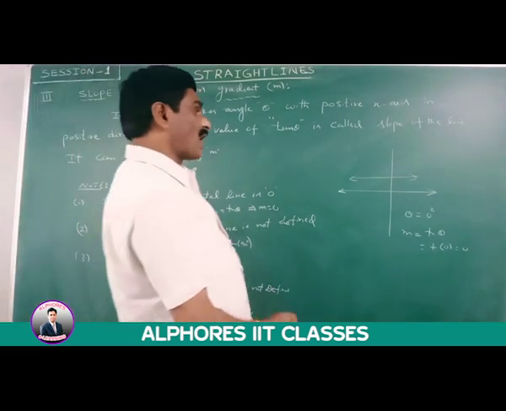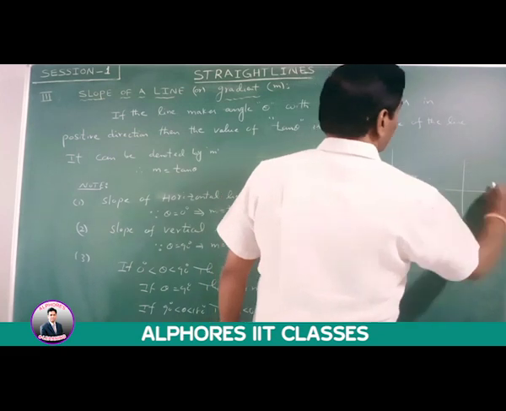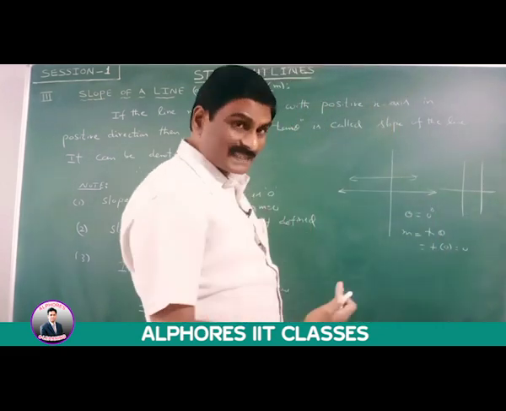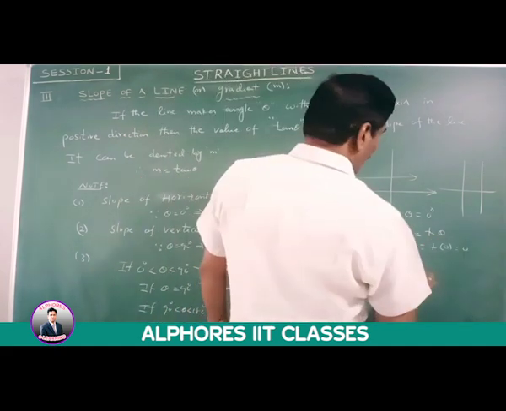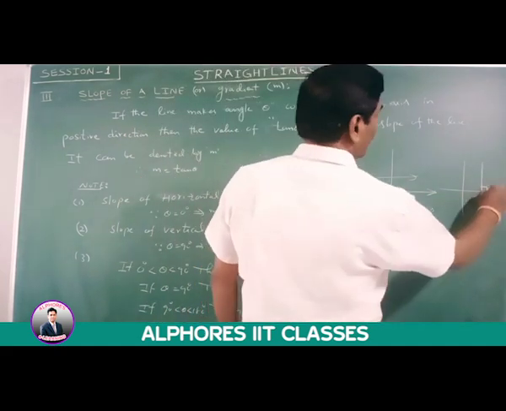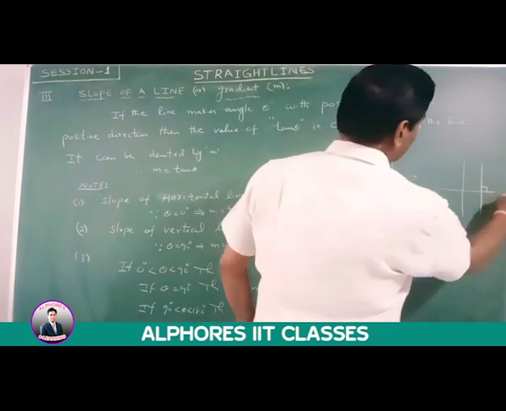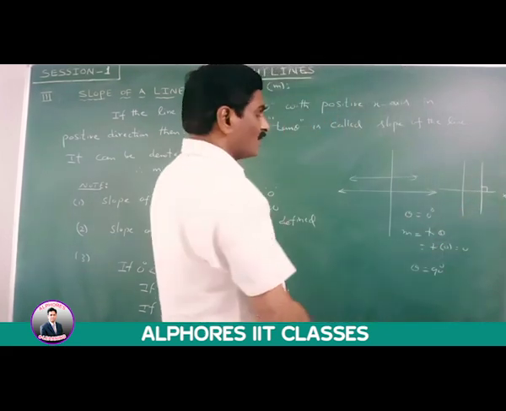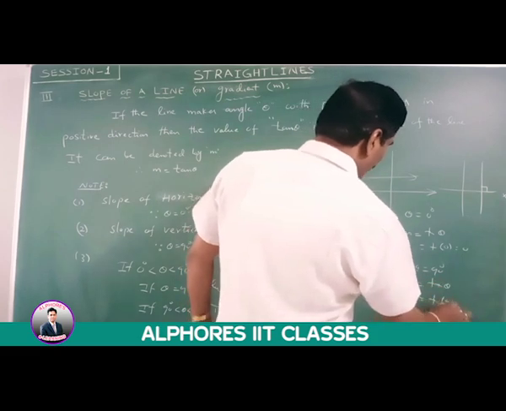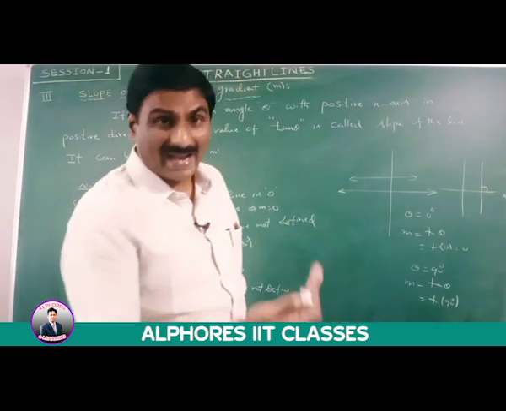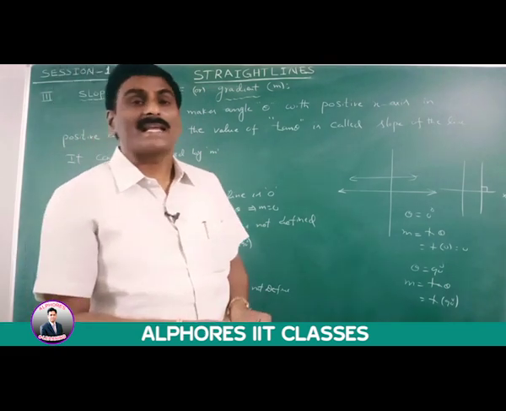Okay. Next, what is the slope of vertical lines? The vertical line is nothing but y-axis, or the lines which are parallel to y-axis are said to be vertical lines. What is the angle of inclination in this case? Theta is equal to 90 degrees. The angle between the positive x-axis and this vertical line is 90 degrees. So slope m is equal to tan theta means tan 90. What is the value of tan 90? Infinite. That means not defined. Slope of the vertical line is not defined.